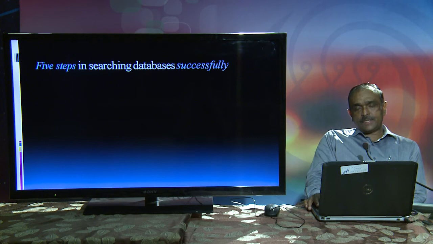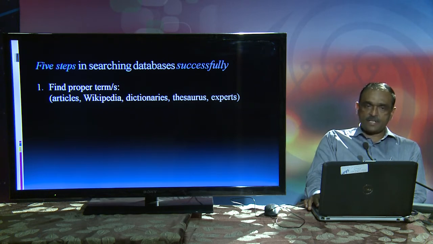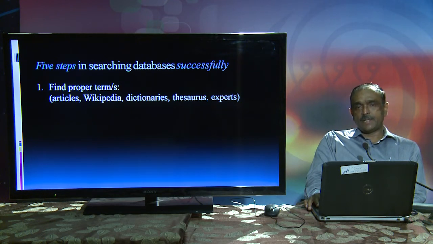Once you know the databases, here are the 5 essential steps in searching databases successfully. The first one is to find out the appropriate term for the purpose of finding the appropriate literature. Now, terms have different meanings, and there are many terms to cover different concepts. If you are unable to find the appropriate term for searching the literature, you may find a lot of irrelevant literature. For that purpose, it is important to find the right term to find relevant literature.